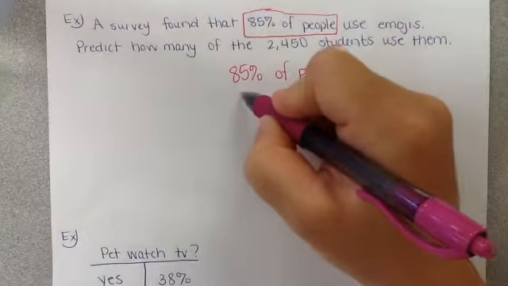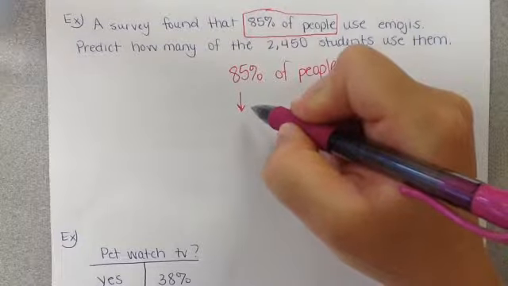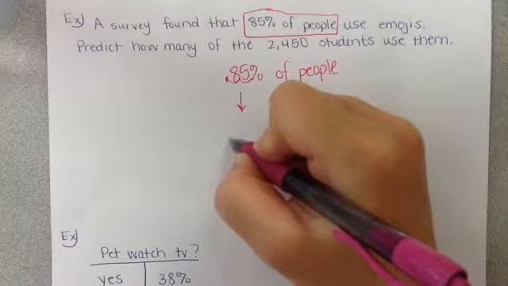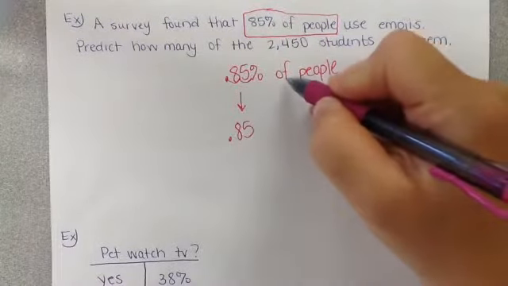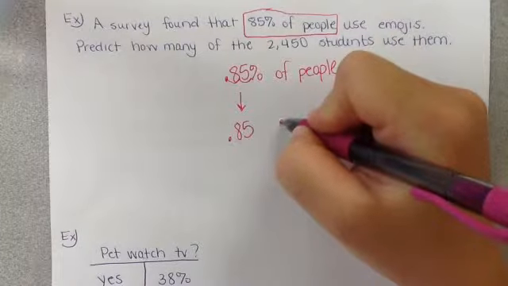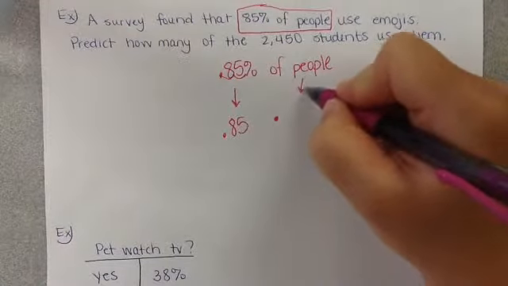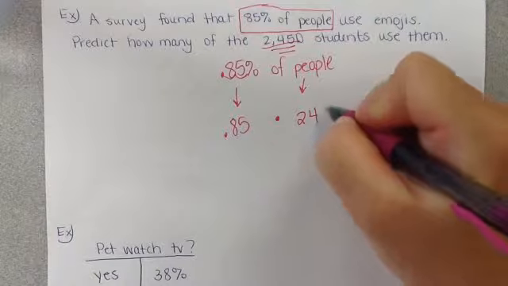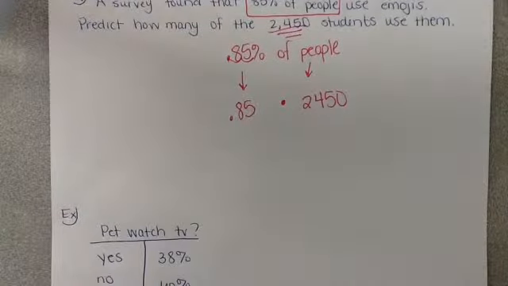What do we do with a percentage? Make it a decimal. And how do I make it a decimal? Once, twice, and that is 0.85. Of, what about the word of? Times. And people, how many people are we talking about? 2,450. 85% of our people, in this case we're talking about 2,450. Enter that in for me. And what do we get?